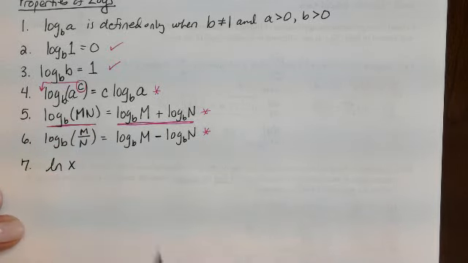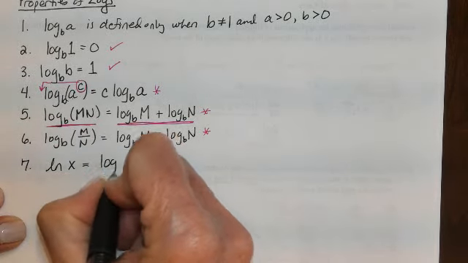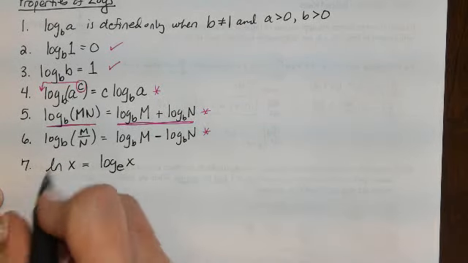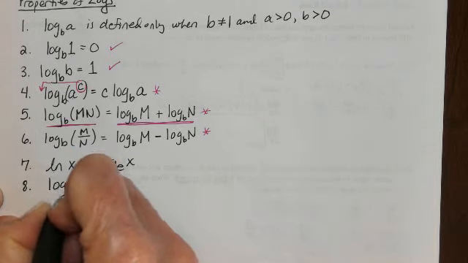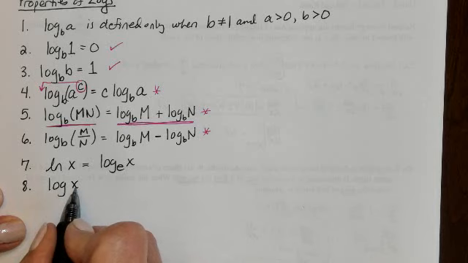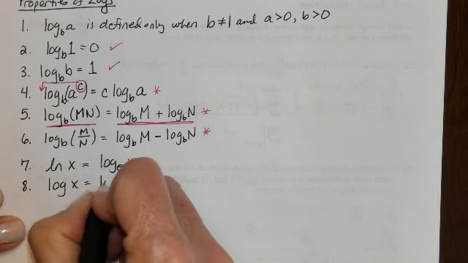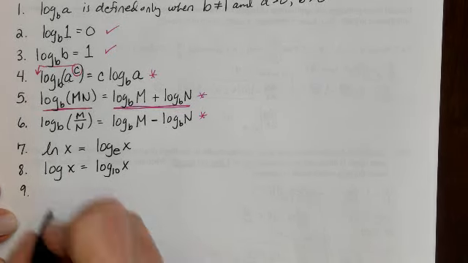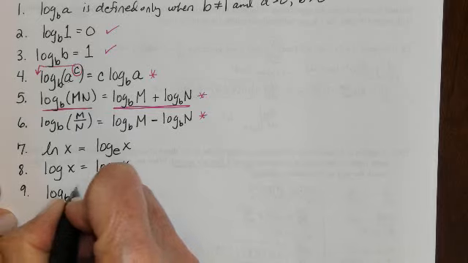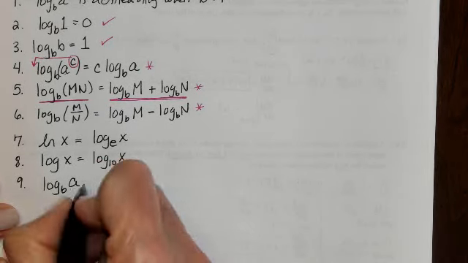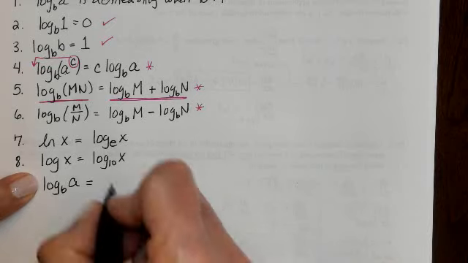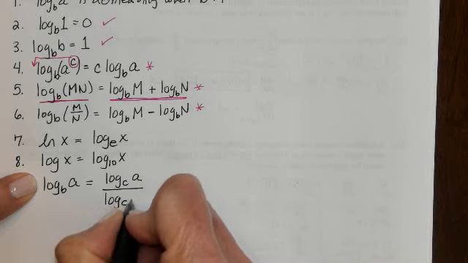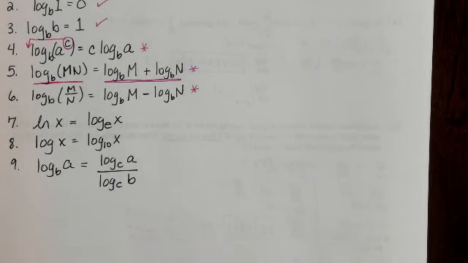Natural log of x means log base e of x. That's what that means. Natural log, ln. If no base is shown, like log of x like that, it's assumed that that base is 10. And here's this last one, called the change of base formula. With this change of base formula, we can change the base and make it any other base we like. Log base c of a divided by log base c of b. That's how that works.